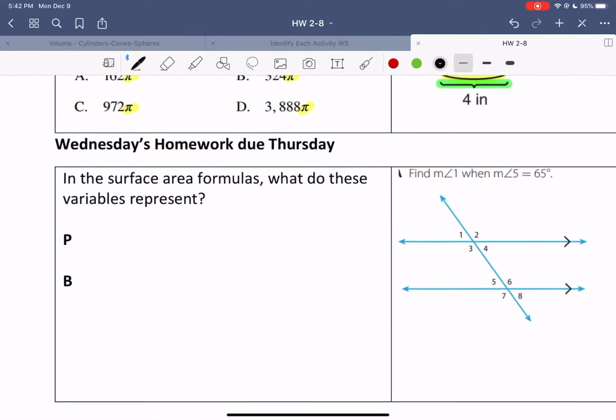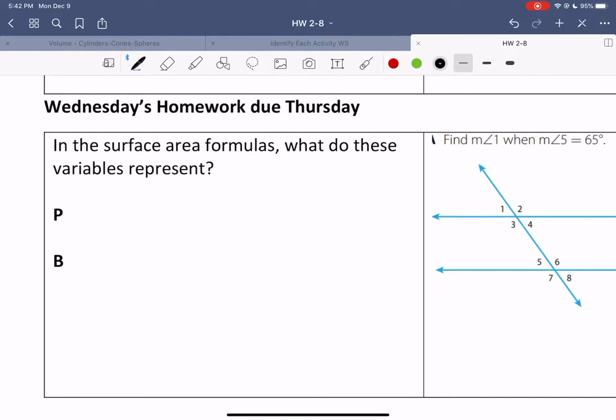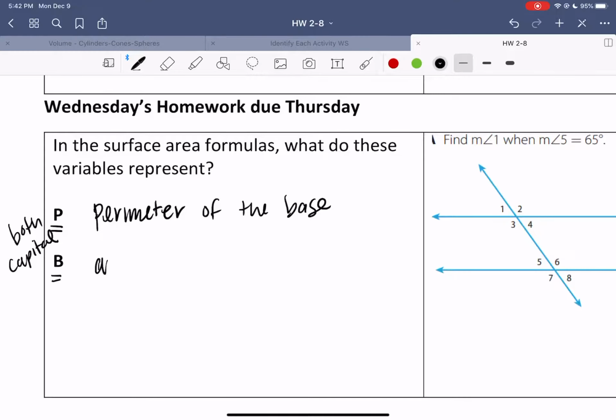And moving on, in the surface area, we're moving to a different section of our formula chart. We have some variables. So we have capital P and capital B, both uppercase. Capital P is going to be the perimeter of the base, and capital B is going to be the area of the base.